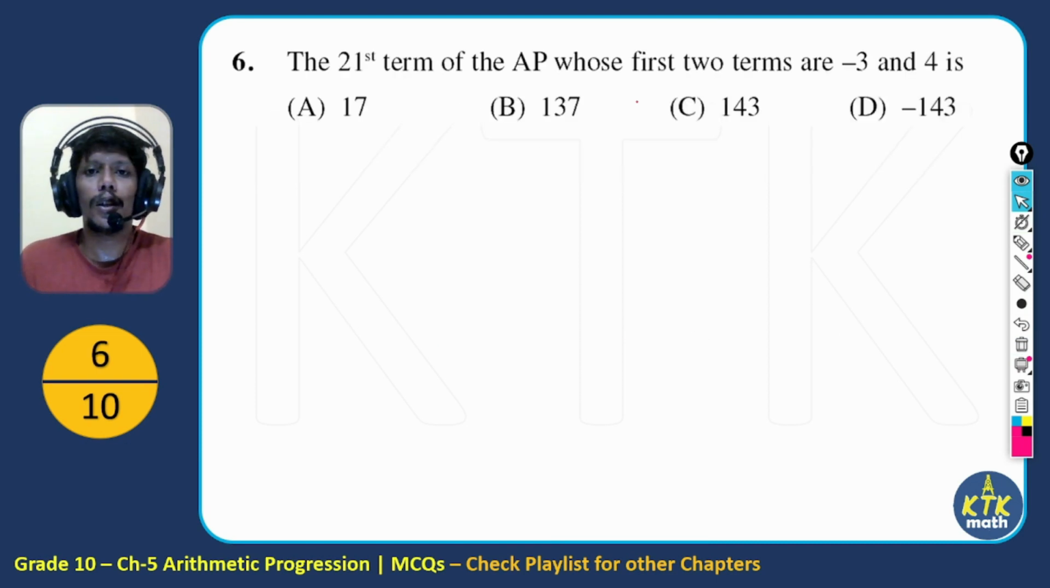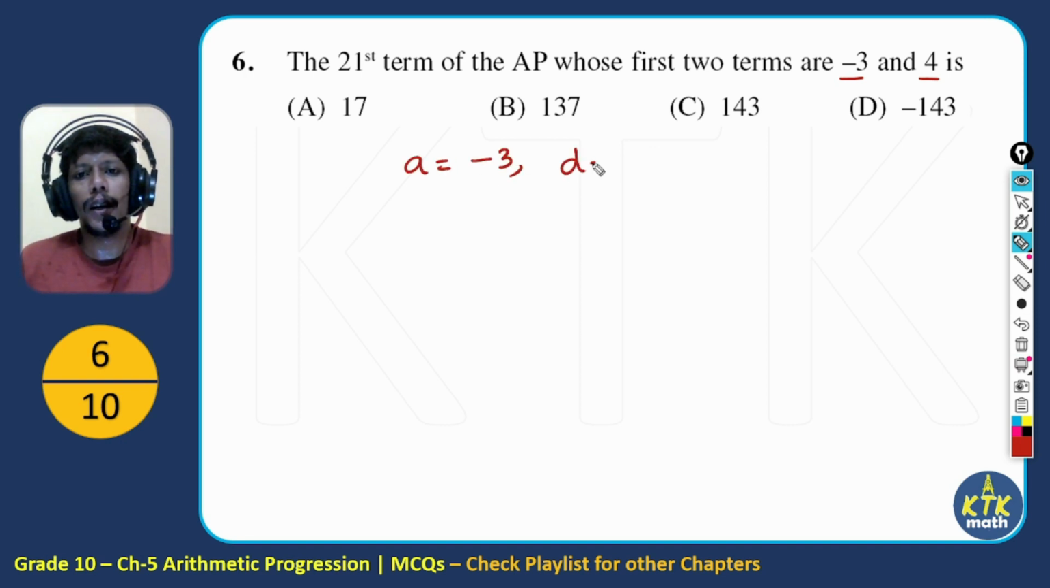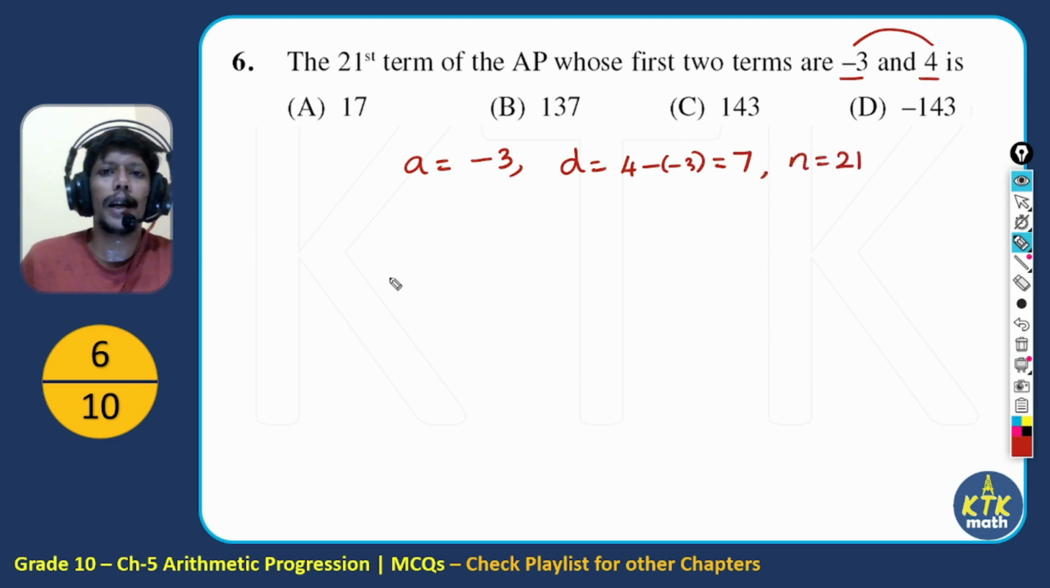The 21st term of AP whose first term is -3 and second term is 4. Now in this question they gave the first 2 terms. So the first term is -3, which is your A value. How to find the D value? From here to here you can subtract. So 4 minus of -3 will give you 7. Now the n value also they gave, 21. So if you want, you can try this problem.